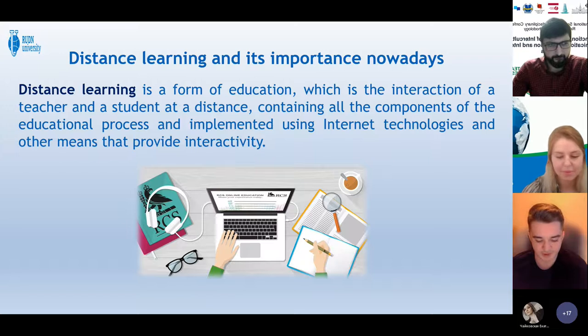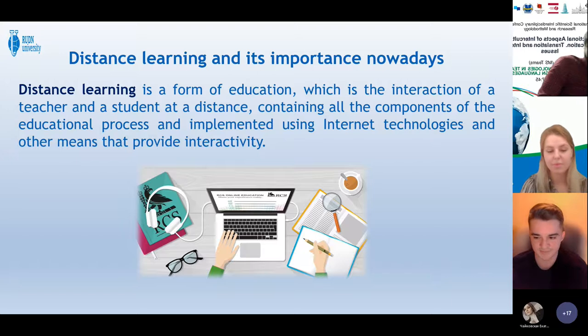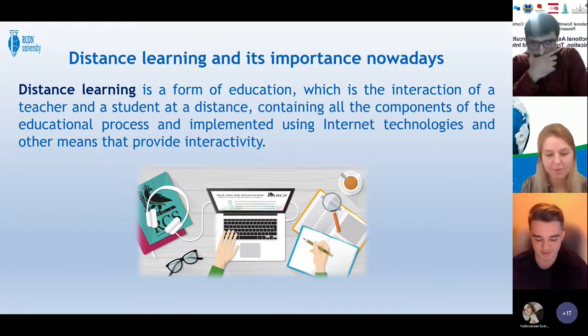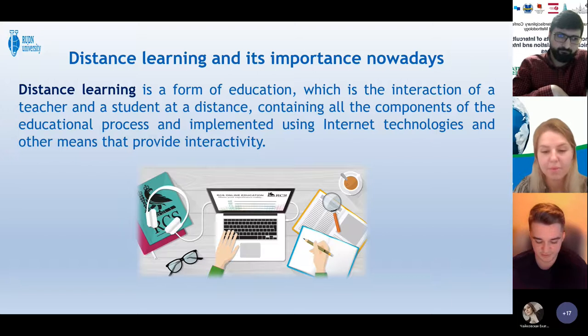The first part of the research is focused on studying the roots of distance learning. Distance learning is a form of education which is the interaction of a teacher and a student at a distance, containing all the components of the educational process and implemented using internet technologies and other means that provide interactivity. The history of distance education begins in the 1700s. In 1728, Caleb Phillips submitted an advertisement to a Boston newspaper to recruit students to study shorthand anywhere in the country by exchanging letters. Since then, the process of distance learning has been improving and new technologies have been introduced.